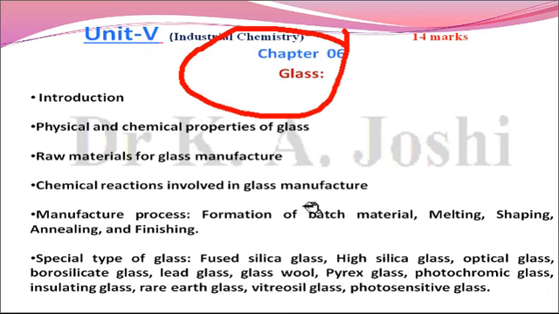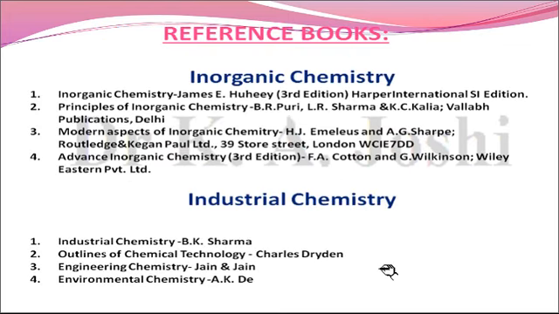shaping, annealing, finishing. Last one, special types of glass: fused silica glass, high silica glass, optical glass, borosilicate glass, lead glass, glass wool, Pyrex glass, photochromic glass, insulating glass, rare earth glass, vitreous glass, photosensitive glass. So all points we will discuss in this chapter. So paper number 501 contains 5 units and 6 chapters.